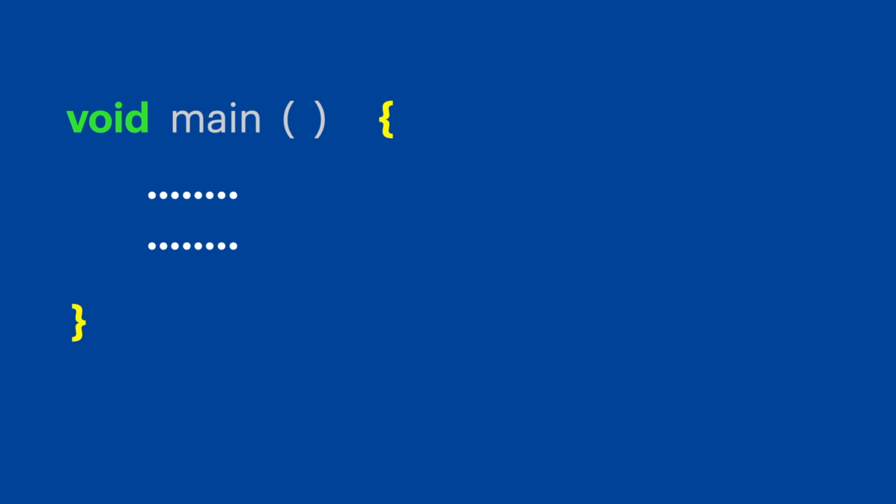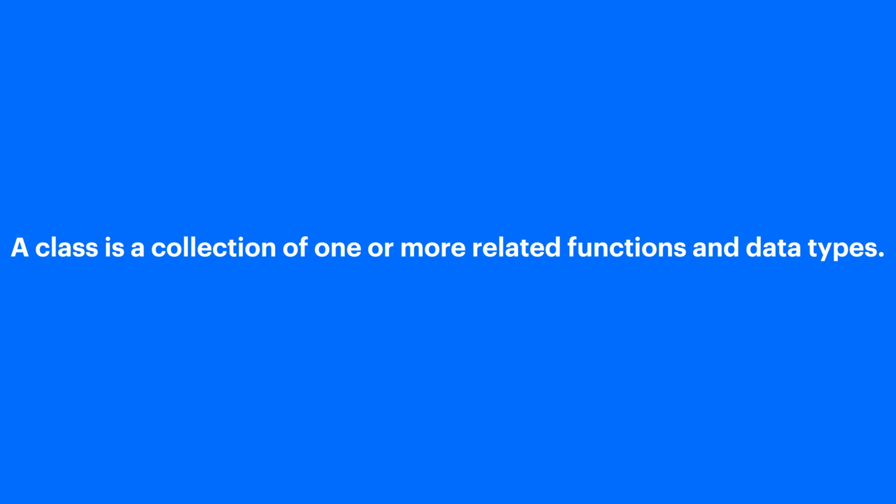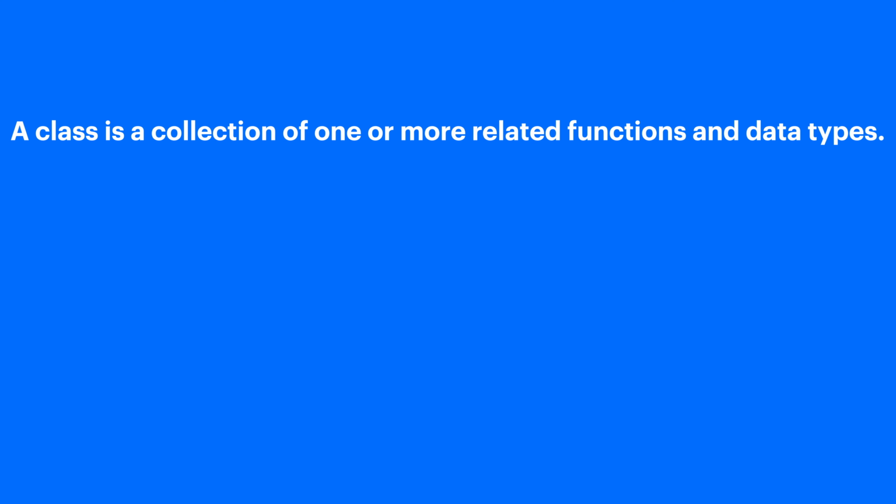Now, in Java, functions don't exist without a class. A function must always belong to some class. So we can say that a class is a collection of one or more related functions and data types. I know this might sound confusing for some people, but it's alright. I will show what classes are in my future videos. For now, let us concentrate on what the other features of classes are and why we need classes.